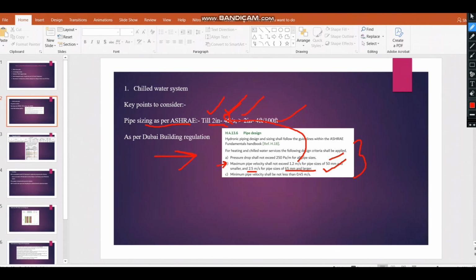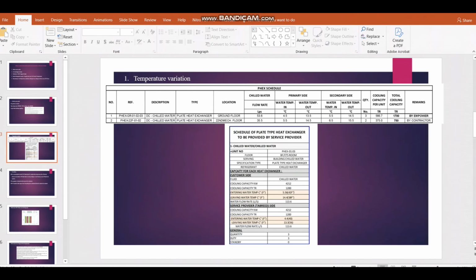When it comes to more than 50 mm, the ASHRAE Application Handbook says to consider the friction loss of 4 feet per 100 feet, forget about the velocity. But the Dubai building code talks about the velocity: you can go up to 2.5 meter per second. At the same time, you have to make sure the pressure drop shall not exceed 250 pascal per meter for all pipe sizes. So these are the key points we need to consider when we go for pipe sizing.